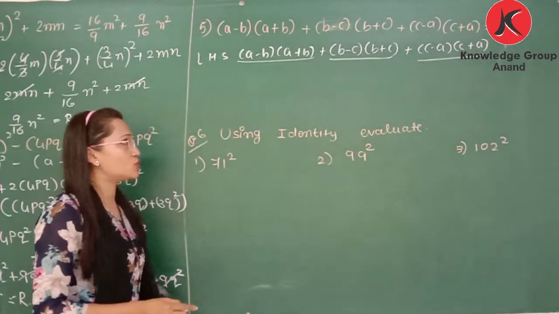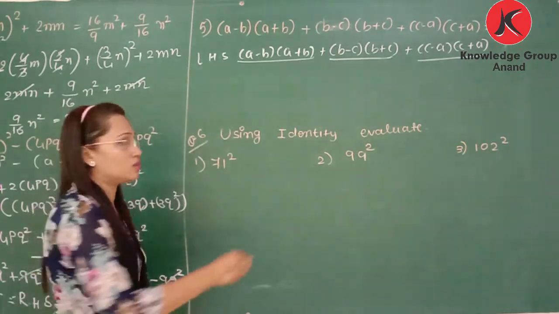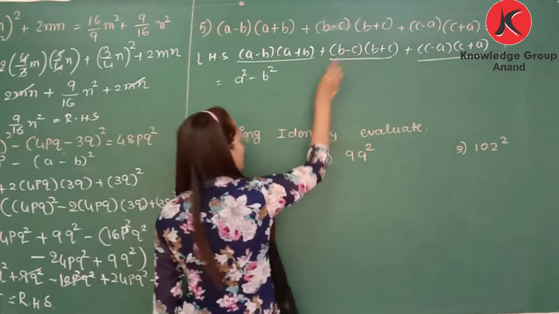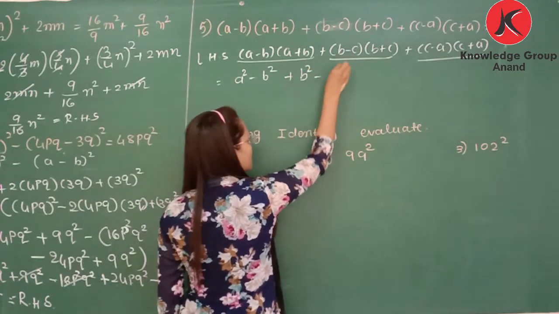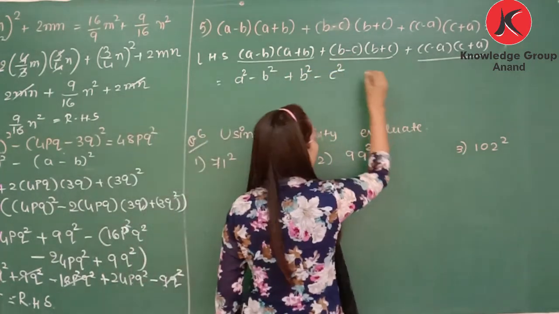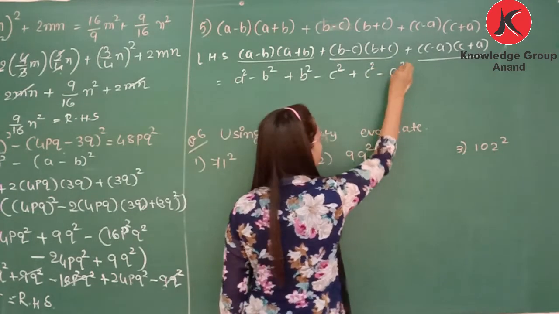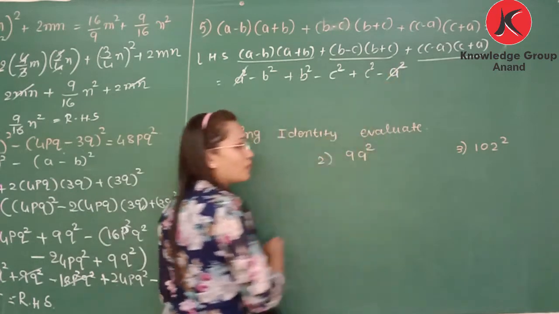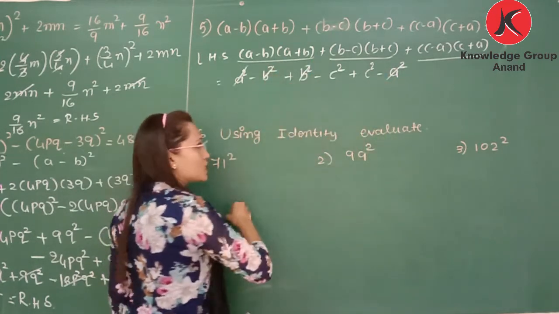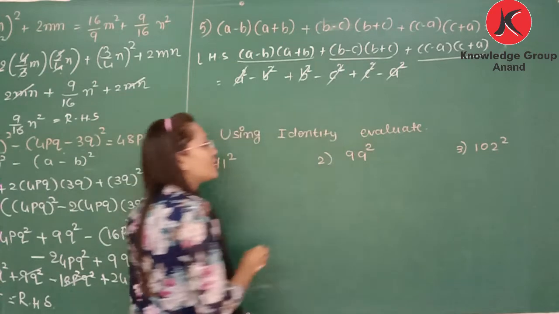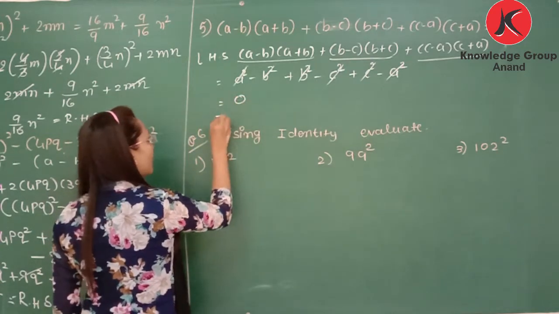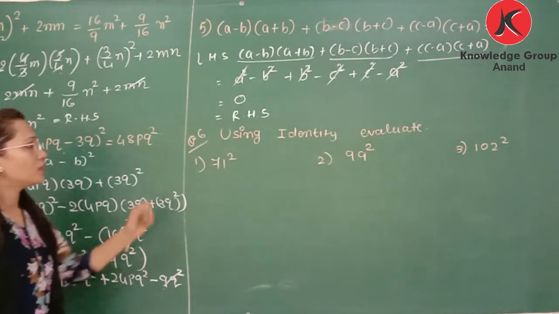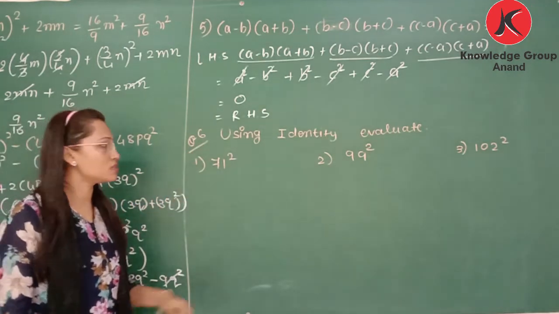A square minus b square is (a minus b)(a plus b). So here we can write a square minus b square. For this we can write b square minus c square. And for last we can write c square minus a square. Now like terms, a square minus a square cancel. Minus b square plus b square cancel, minus c square plus c square cancel. So answer is 0, and that is our right hand side. Clear?